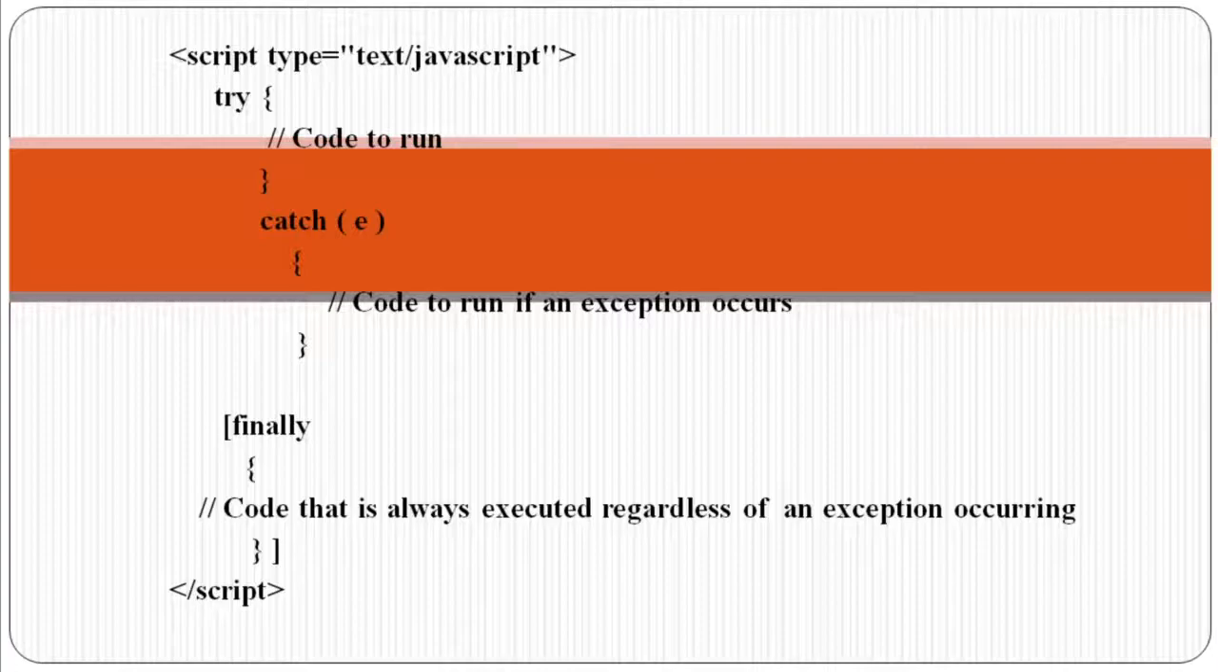A sample code for try, catch, and finally statements. Here I place a try block, the code to run. If I get any error in this code, then it will throw an exception E. That is caught by the catch statement, to run the code if an exception occurs. Then finally always executes regardless of an exception occurring. We use finally statements.